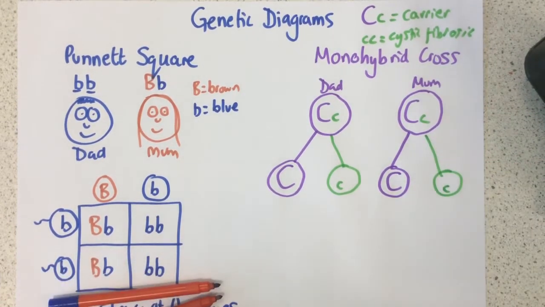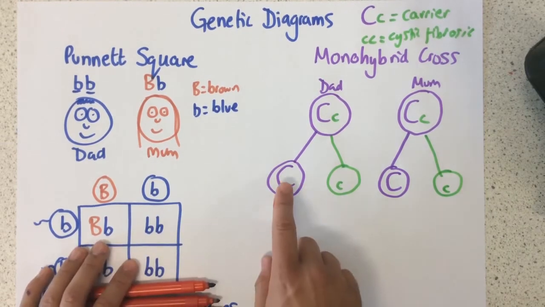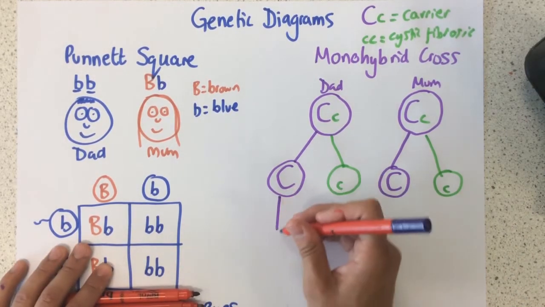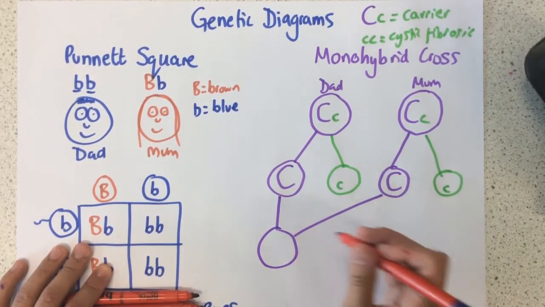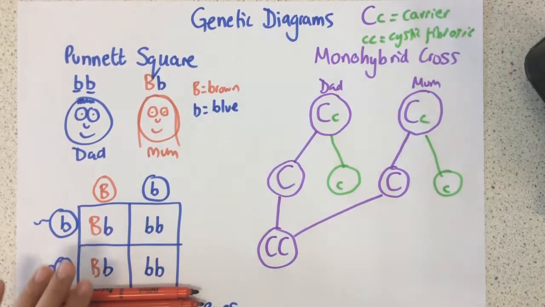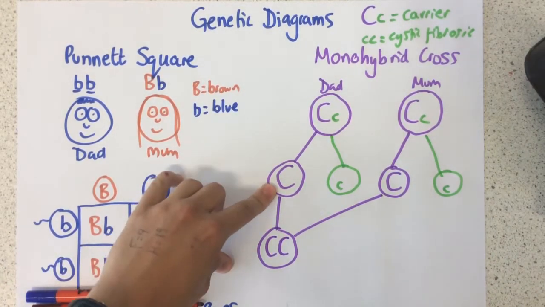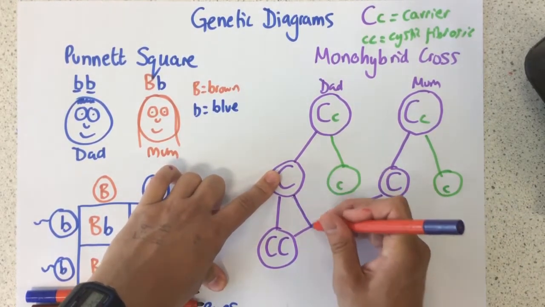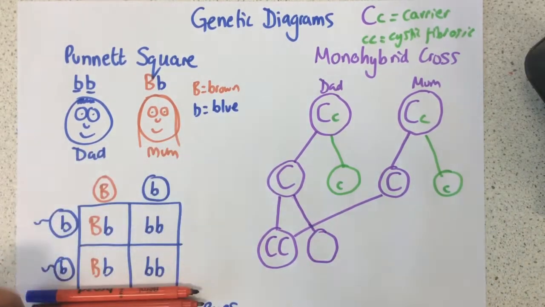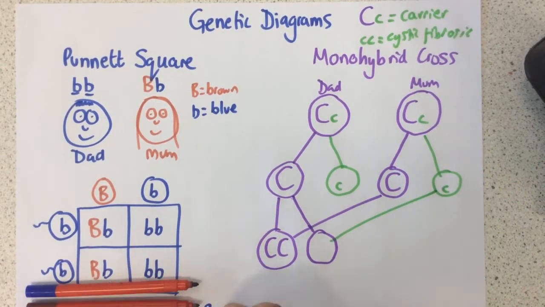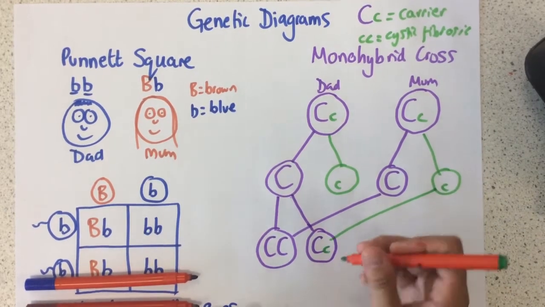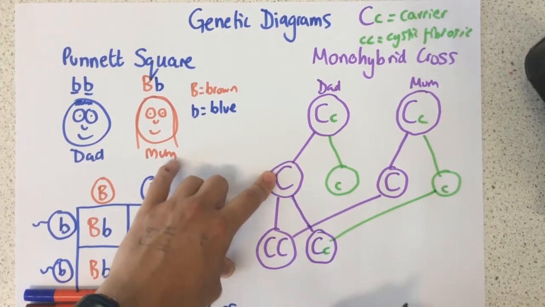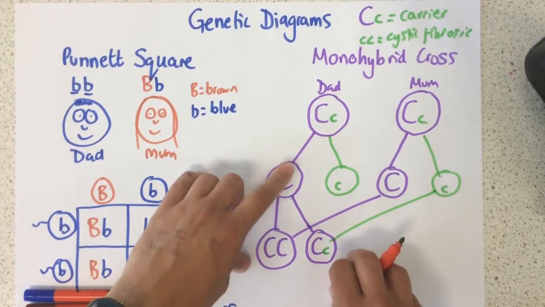So what we now need to do is show the different combinations of fertilization. So first of all, if that sperm joins with that egg there, we'd have this zygote being formed. This sperm could also go with that egg. So the next combination would be that with that, which would form big C, little c. So this person would be a carrier. That's both combinations with that particular sperm.